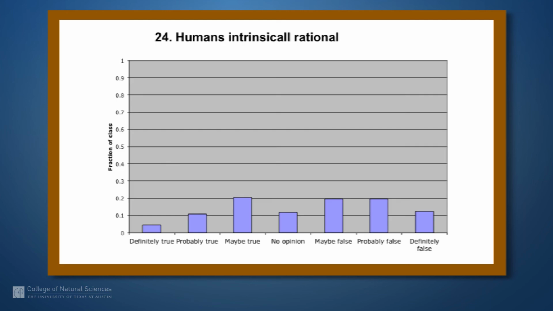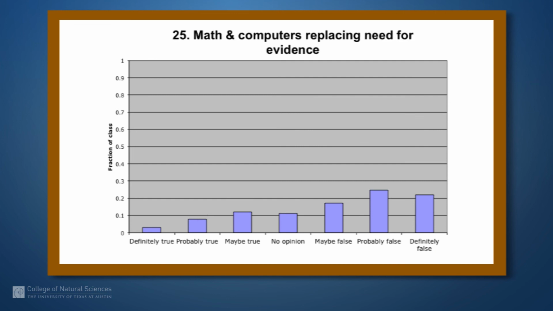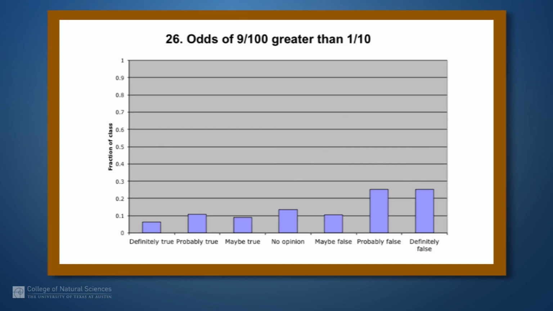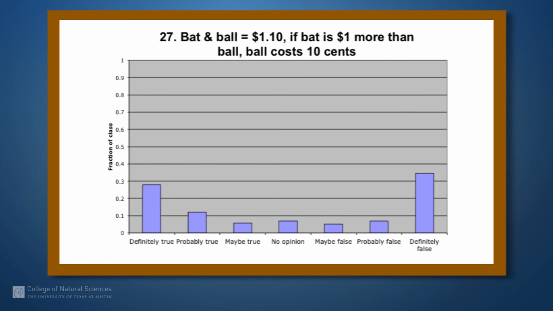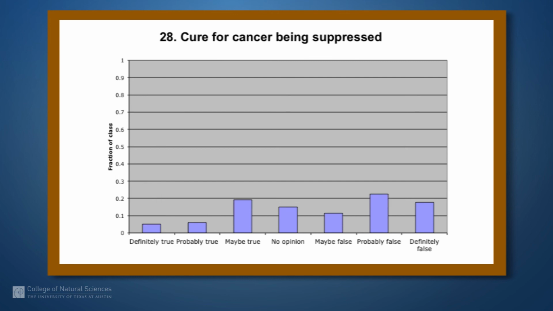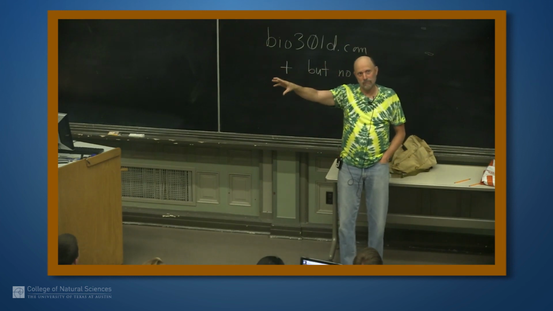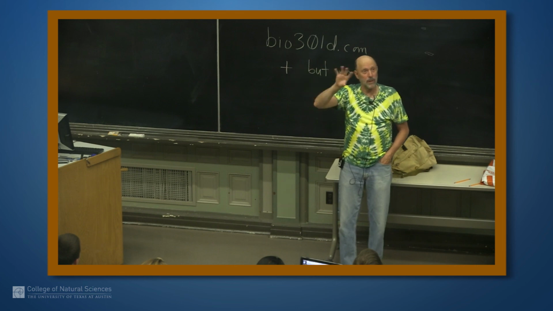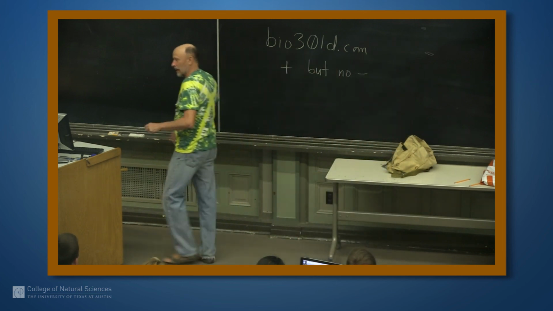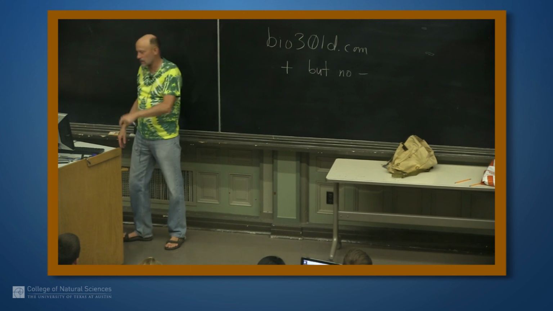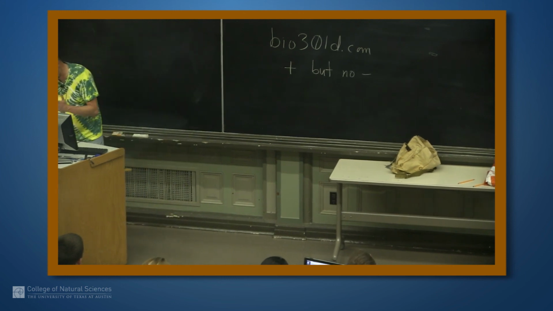There should be a Y on intrinsically rational. I don't know why I put it in there. I know I put it in there, but it's not really relevant. And then there are a couple of number questions, odds of 9 over 100 greater than 1 in 10, and the baseball bat and the ball. And then this one, I want to get a sense of how common it is for opinion that science is out there not necessarily working towards the common good, but maybe working against it. And so we'll deal with issues like this in the class at some point, but not for a while.